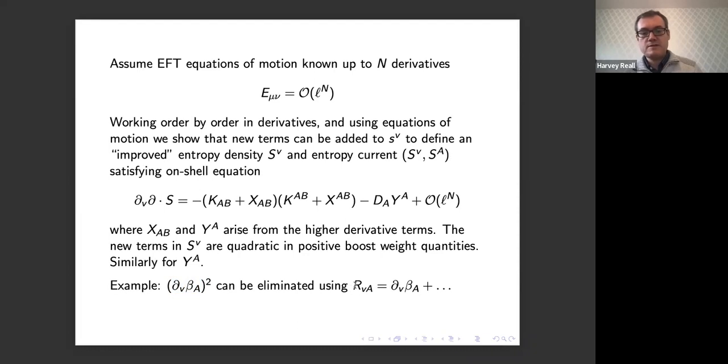However, we can use an identity for the VA component of the Ricci tensor, which involves precisely this V derivative of beta. And there's other stuff here, but that other stuff is all stuff that we can control. And so the strategy is to eliminate things like this by trading them for Ricci components, and then eliminating those Ricci components using equations of motion. So that's where the on-shellness of this procedure comes in.